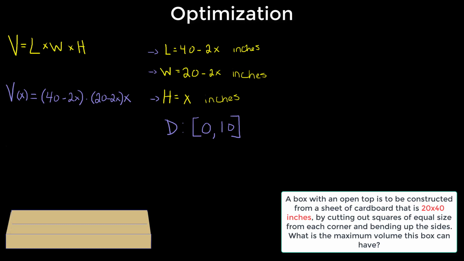So rewriting, our volume function will be V of x equals, and let's go ahead and distribute. Foiling out, I'm going to have 40 times 20, so that's going to be 800, and 800 times that x is 800x. Then we're going to have our last terms: the negative 2x times the negative 2x, so that'll be positive 4x squared. But that'll be another x, so that'll be positive 4x cubed.